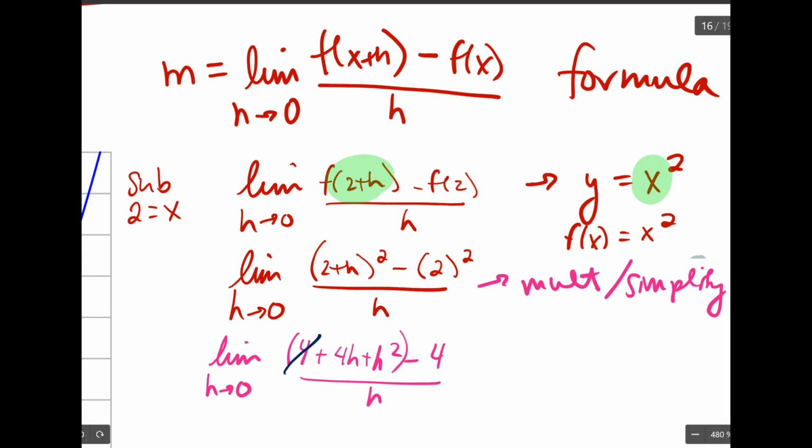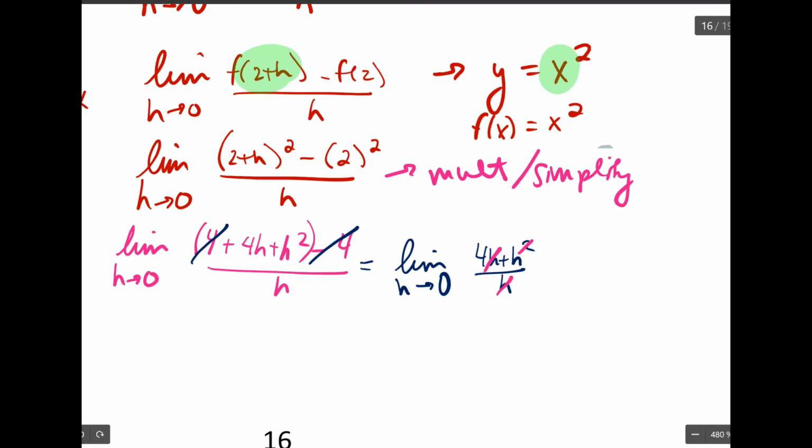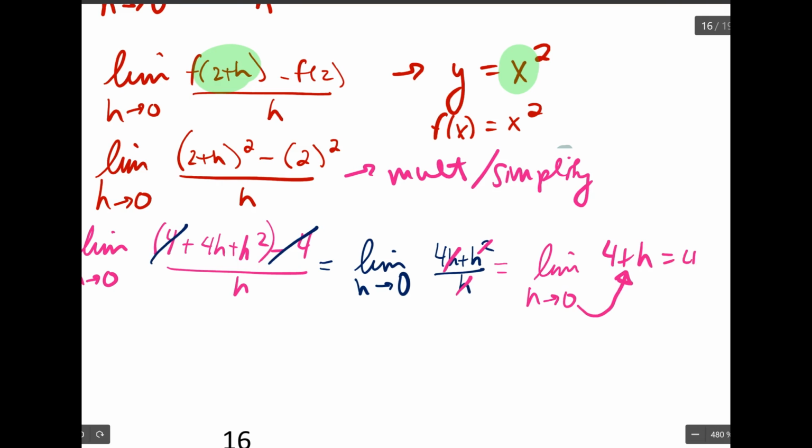You'll notice that the 4 minus 4 goes away. So I'm left with 4h plus h squared all over h as h goes to 0. But there's an h in every single term, so I can cancel it. As h goes to 0 of 4 plus h, you plug 0 in for h, and I have 4 plus 0. Direct substitution.